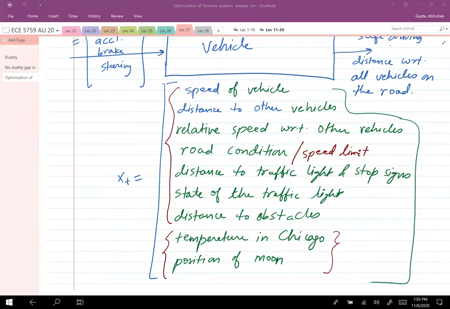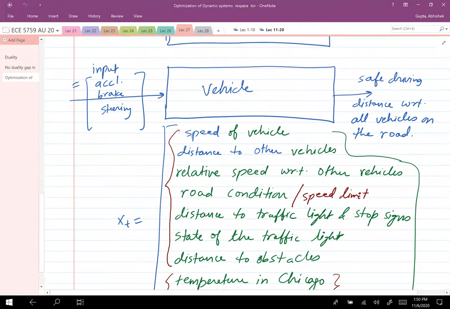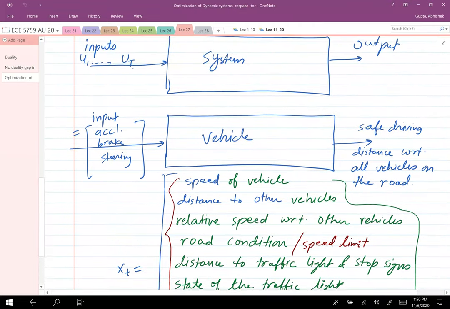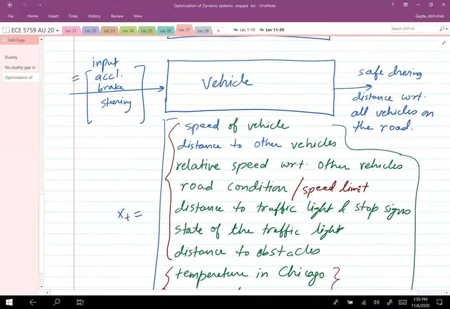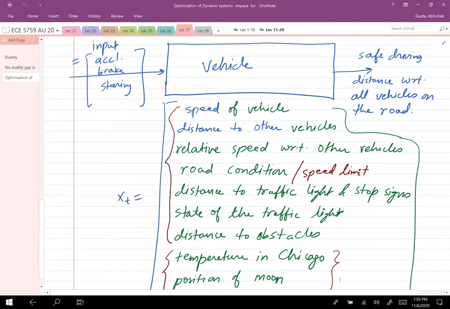We'll get started. So in the previous class, we were talking about the topic of state of a dynamic system. And I was going through an example of a vehicle which is driving on the road. And the inputs are pretty clear for the vehicle. They are accelerator, brake, and steering. And the eventual goal for the vehicle is to have a safe driving strategy, which is to maintain some safe distance with respect to all the vehicles on the road or all the obstacles on the road.